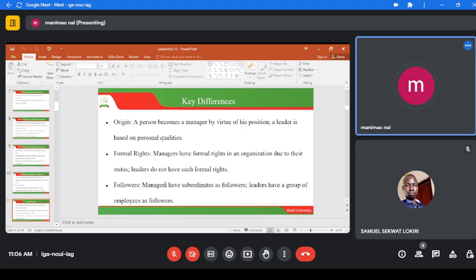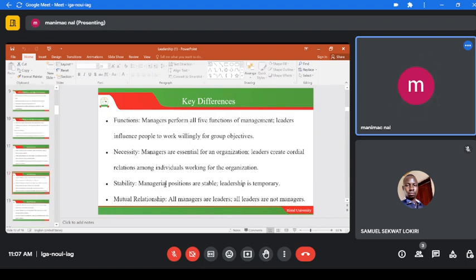So furthermore, in terms of followers, managers only have their subordinates as followers. However, when we look at the leaders, they have a group of employees as their followers.